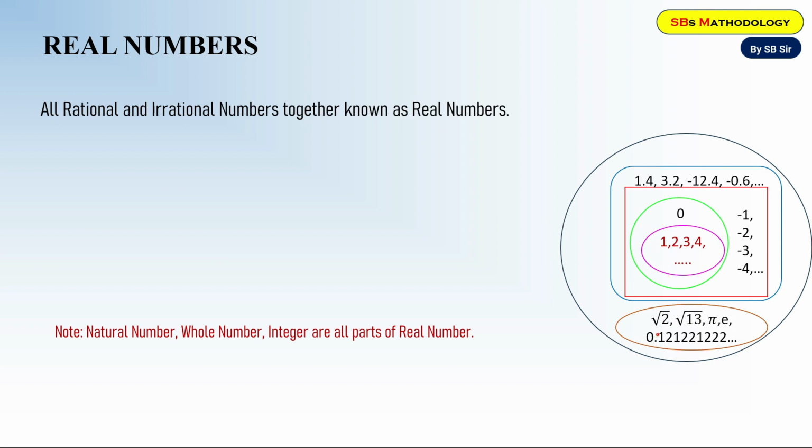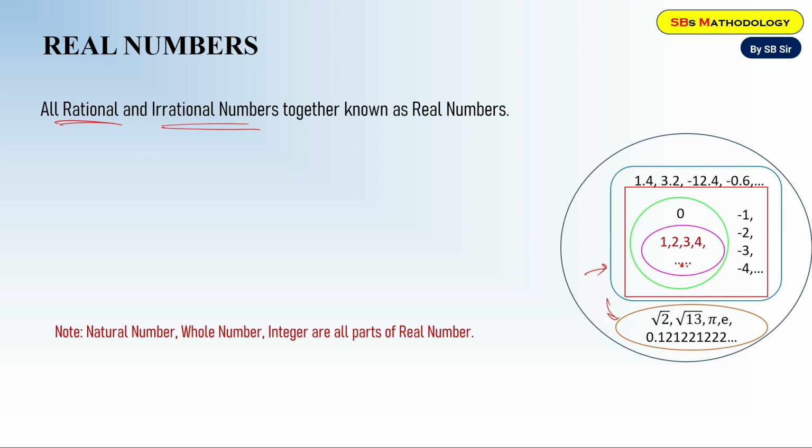Now what are the real numbers? This is the chapter we are discussing. What is a real number? Real numbers include all the rational numbers and irrational numbers. That is, the numbers which are in that blue colored box, and the numbers in the brown box. All these numbers together are called real numbers.